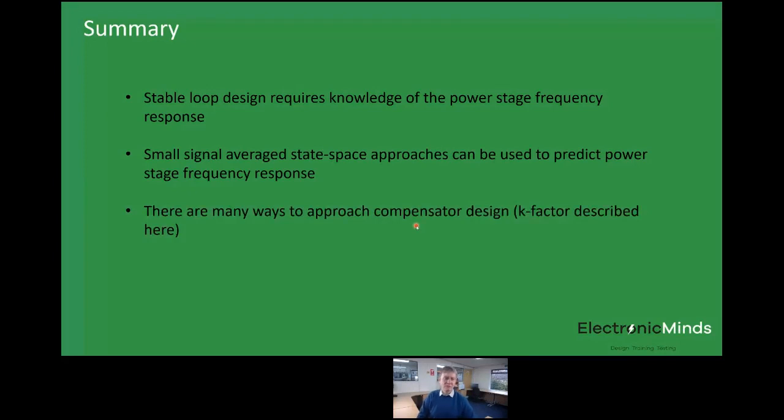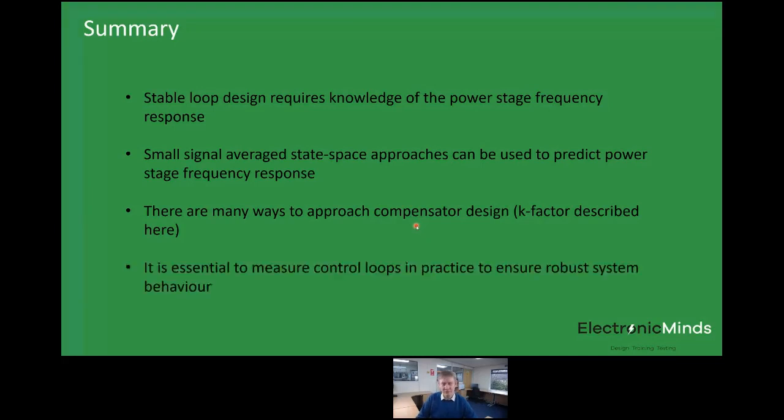And I think it's also true to say there are certainly many ways to approach the compensator design, and I've described the K-factor approach here, but there's all sorts of other ways of doing it depending on your particular preferences and what you're trying to achieve. So the K-factor isn't the only one, it's just the one I've described here.